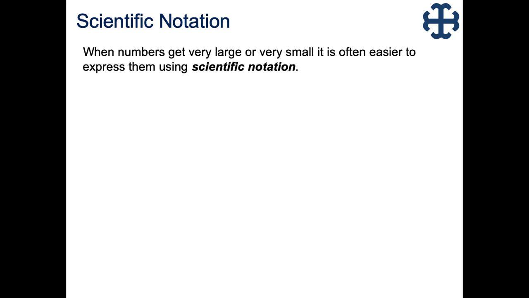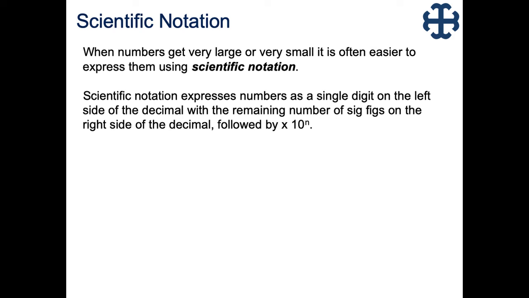Okay? Another part of chemistry with regards to numbers that's going to be important for you to understand this semester is scientific notation. So when numbers are very large or very small, oftentimes it's easiest to express them using scientific notation. What that means is that we have a single digit on the left side, so something between 1 and 9 usually, on the left side of the decimal, with the remaining number of significant figures on the right side of the decimal, followed by times 10 to some number. So I represent that with a lowercase n right there. That lowercase n is just going to be some number.